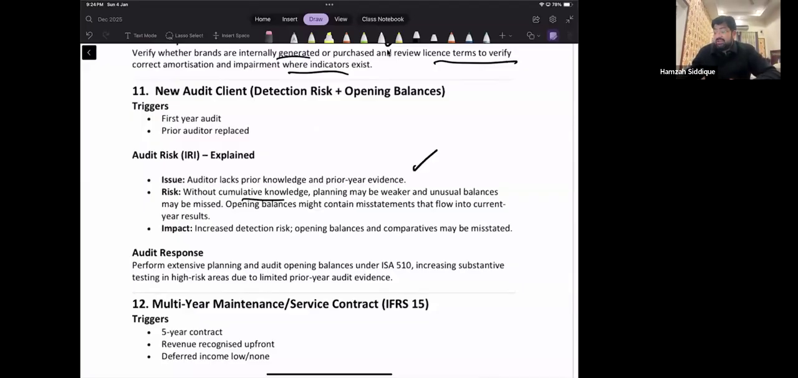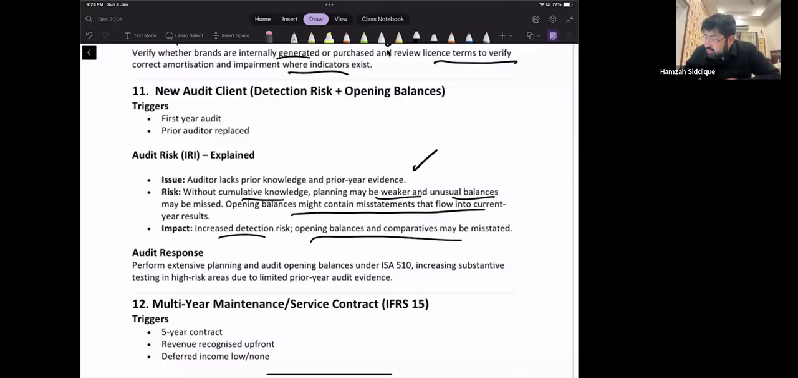What is the risk? Knowledge may not be there, planning may be weaker. Unusual balances may be missed. And opening balances may contain misstatements from the previous year. So detection risk is high. Opening balances may be misstated.